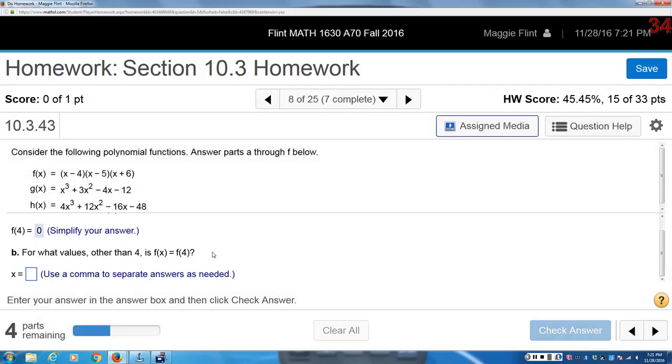Okay? For what values other than 4 is f of x equal to 0? What other values besides 4 would give you a 0? Hmm. Well, 5.